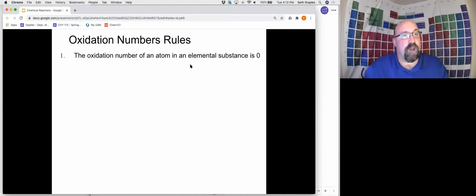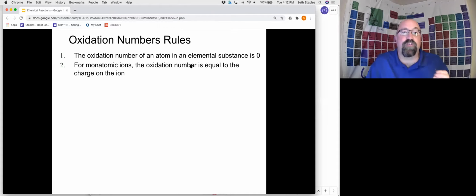And so to determine oxidation number, there are several different rules to go by. The oxidation number of an atom in its elemental state is 0. So something like the calcium metal that we saw just a second ago, that's an atom in its elemental state. Oxidation number is 0. H2 gas, oxidation number is 0. That is hydrogen in its elemental state. For a monatomic ion, something like Ca2+, the oxidation number is equal to the charge on the ion.